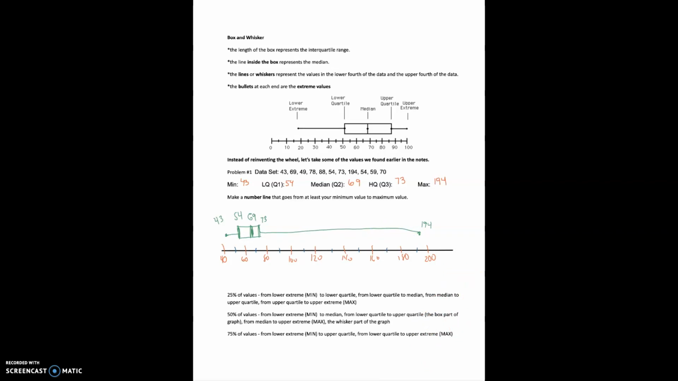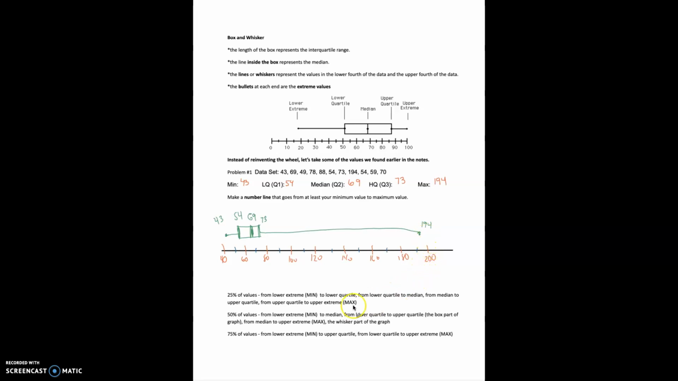Now, here we have some important information that sometimes I use on a lot of standardized testing. They want to know where 25% of the values are. Remember, we broke this into quartiles. So this zone here, from the lowest to the lower quartile, is 25%. From your lower quartile to your median, 25%. Median to upper quartile, 25%. Upper quartile to upper extreme, 25%.